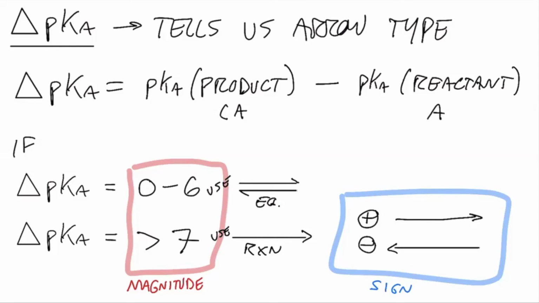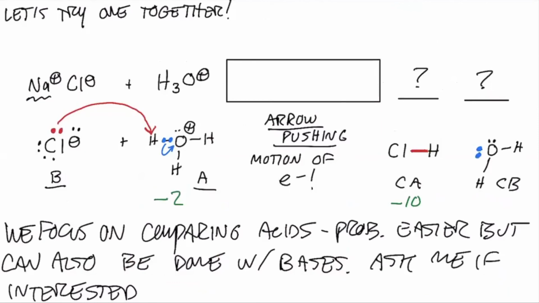Okay, so with that knowledge, let's go back here really quickly and do a little delta pKa analysis with our numbers. So our delta pKa is going to look like products minus reactants. So there's our negative 10 minus a negative 2. So that's negative 10 plus 2 equals negative 8. Because of that, we can say we're outside of that 0 to 6 range. This goes all the way one direction or the other. And because it is negative, it means that this must go all the way back toward the starting materials.